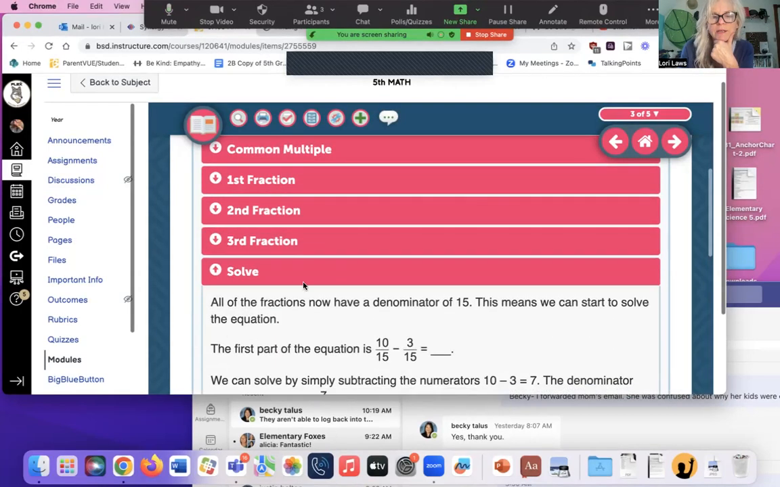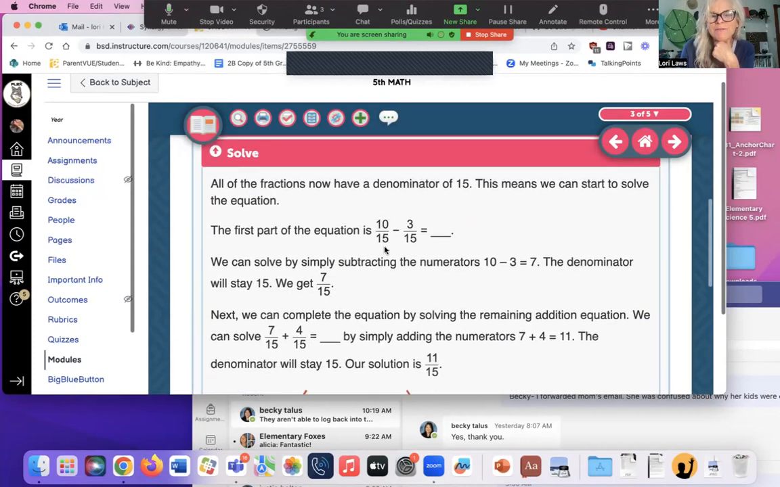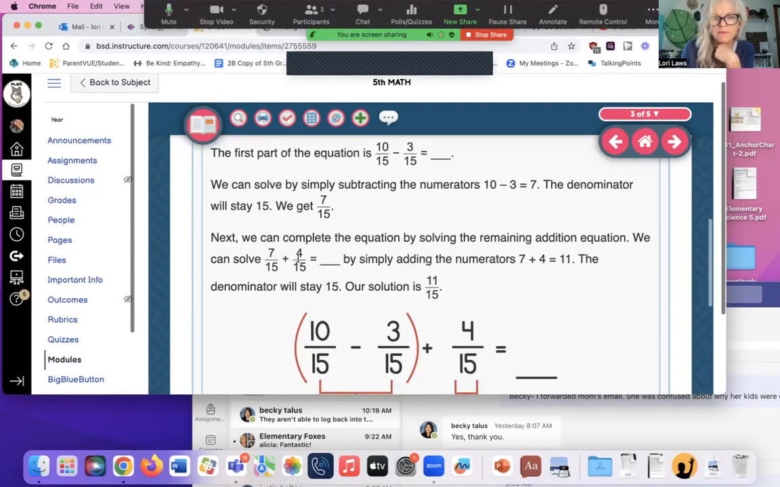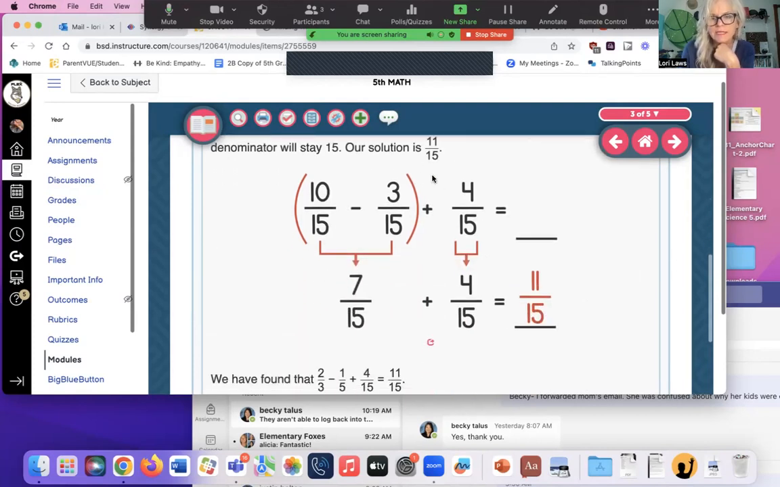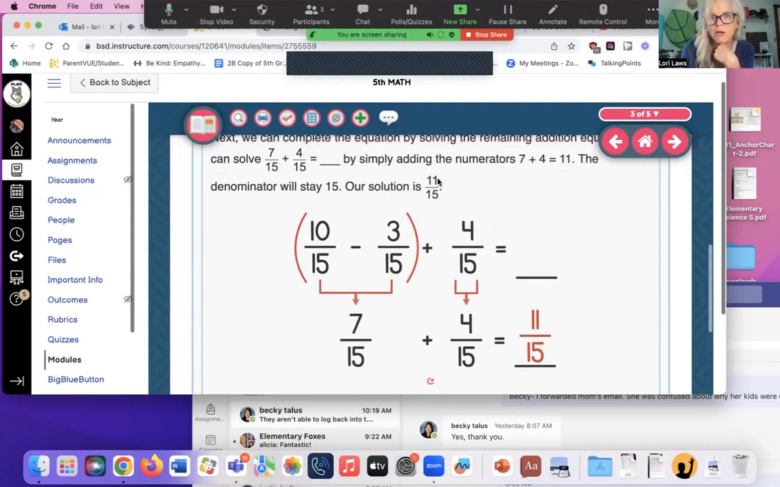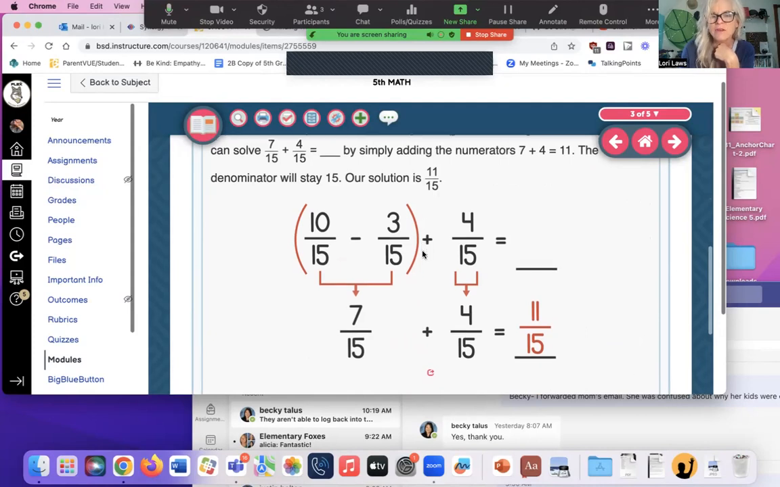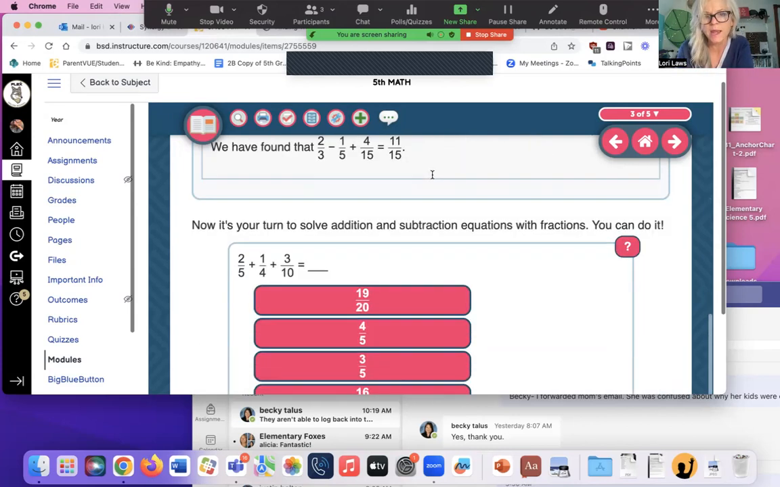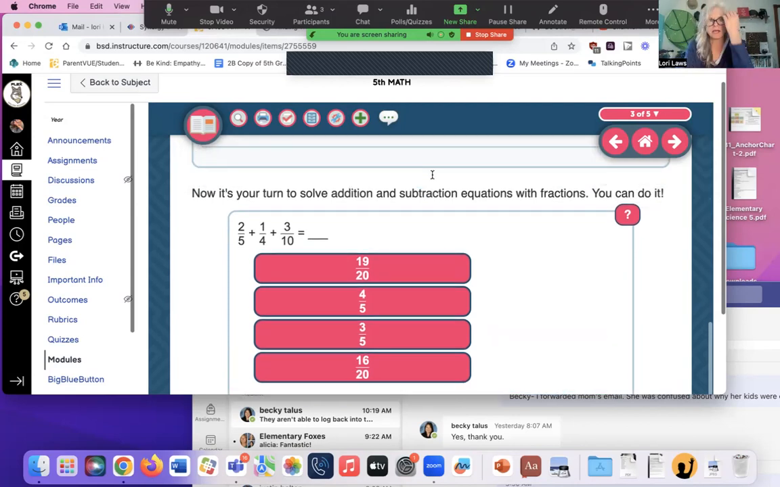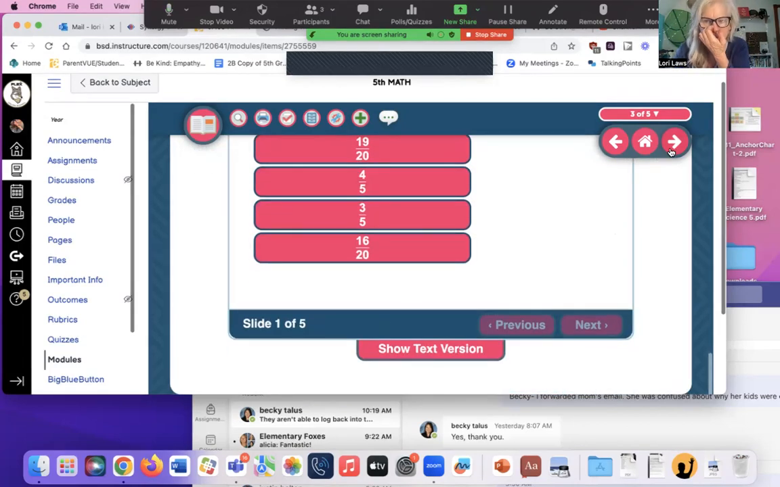Now I need to solve it. First part is subtraction. 10/15 minus 3/15 leaves you with 7/15. Now we need to add 7/15 plus 4/15 equals 7, 8, 9, 10, 11/15. Our solution is 11/15. If it comes out with a bigger number on the top than the bottom, then that means it's more than 1. And you can take out whatever the denominator is. You can take that many numbers out of the top so they're the same on the top and the bottom and make that into 1 and then have the leftover. I don't know if they're going to have leftovers on this one at all.